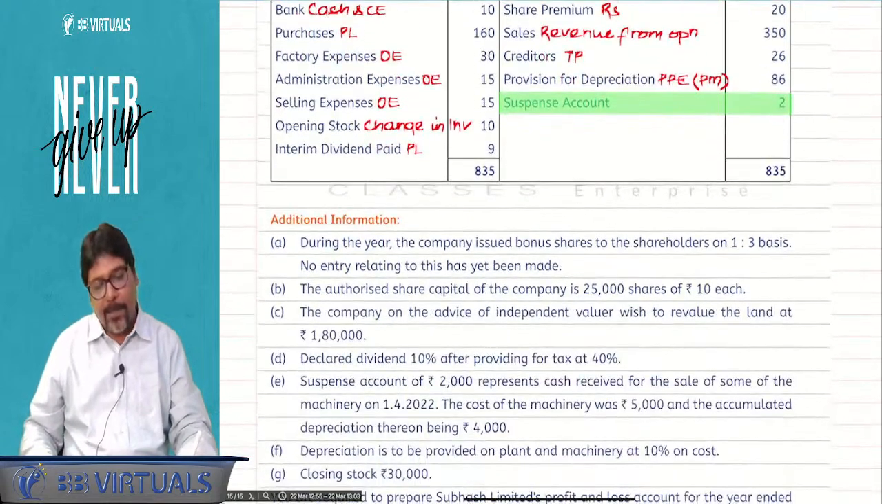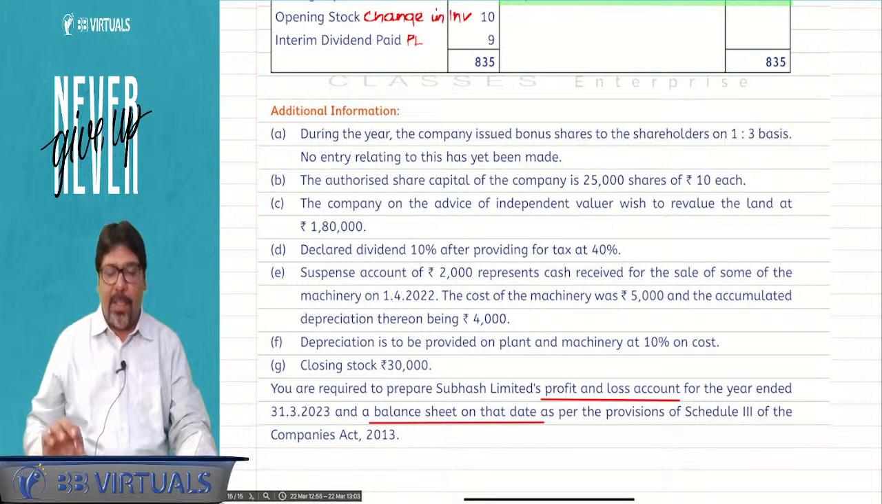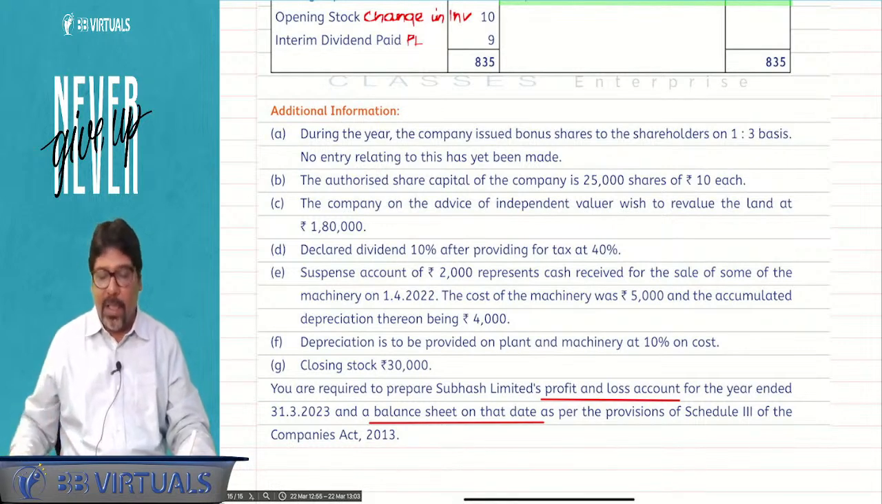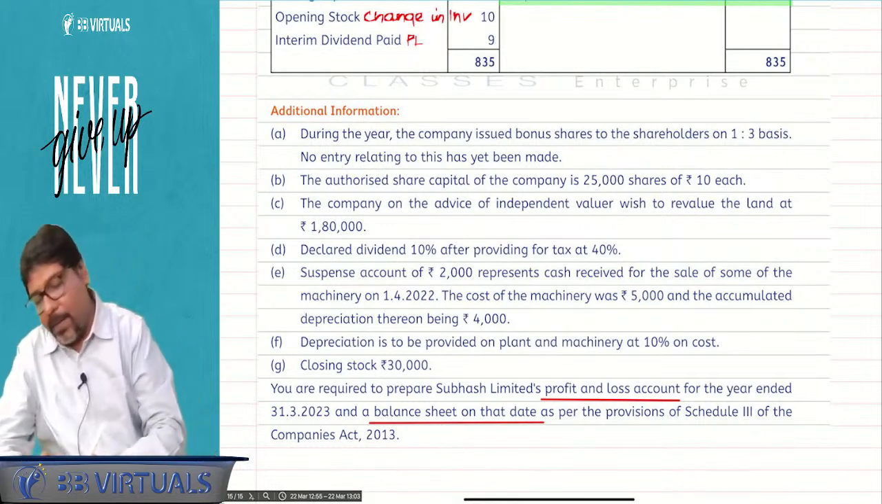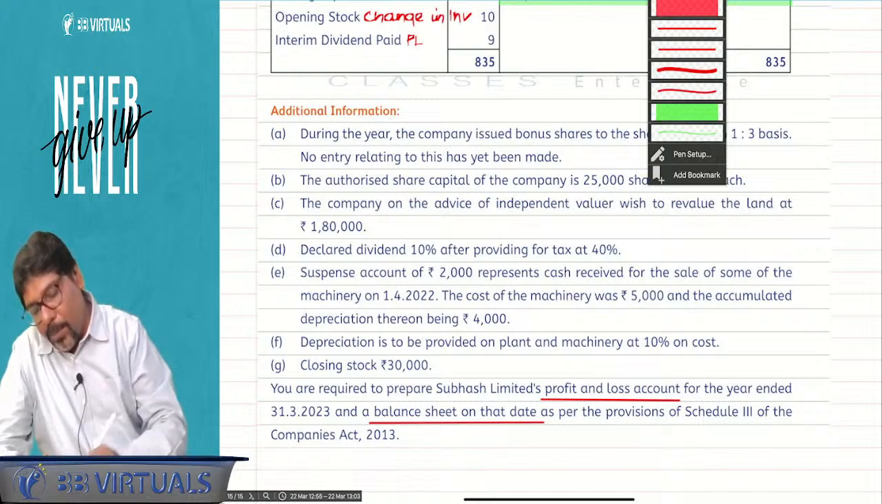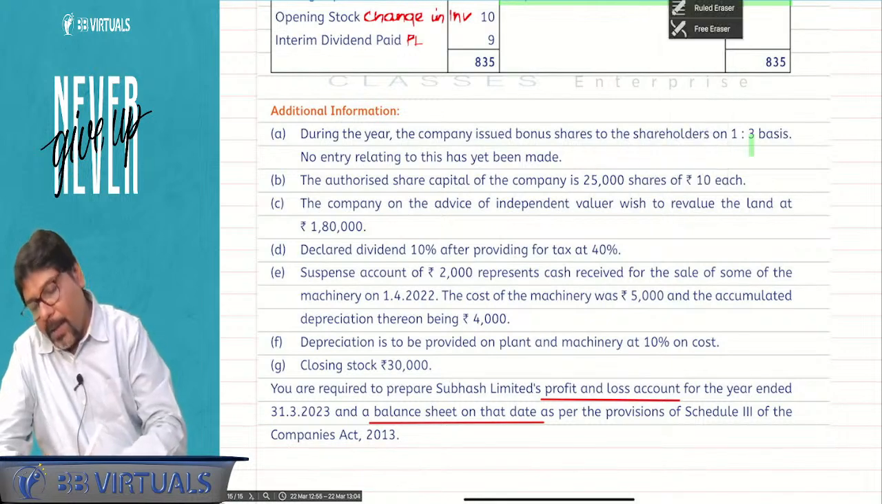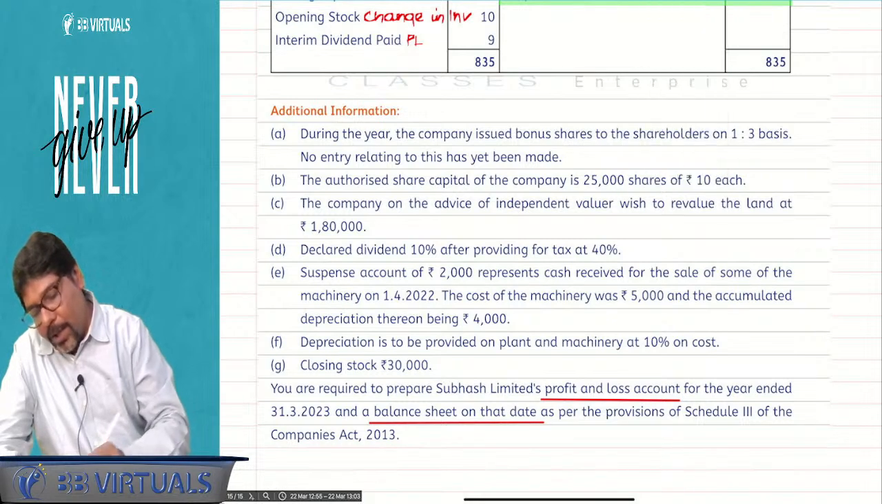Now, adjustment number 1. During the year, the company issued bonus shares to the shareholders on a 1:3 basis. Now chartered, what are bonus shares?